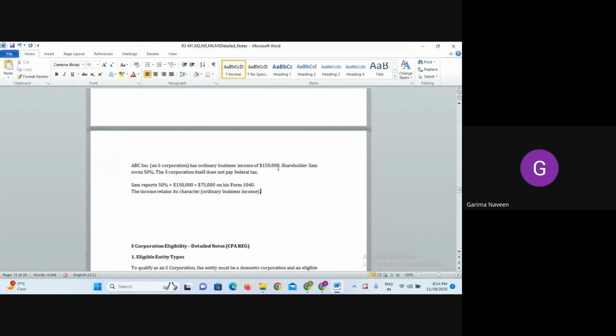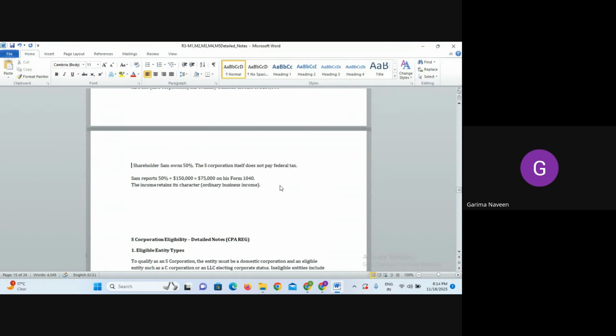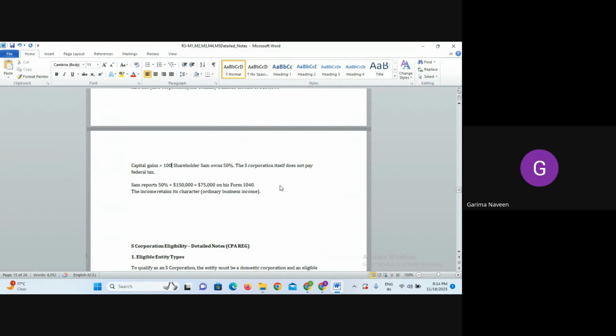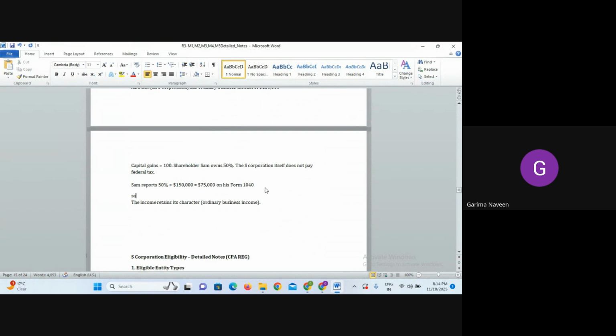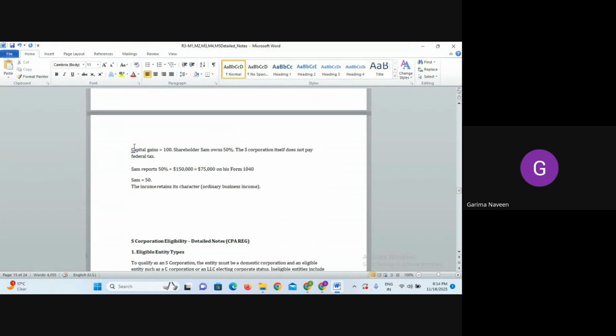So if the S corporation has certain other income, like capital gains, dividend income, say capital gain of $100, then 50% of this 100 will also flow to Sam's tax return. So he will have capital gain of $50. So whichever is income, whether it is separately stated or non-separately stated, it will flow to the individual tax return based on their percentage of ownership. Clear?